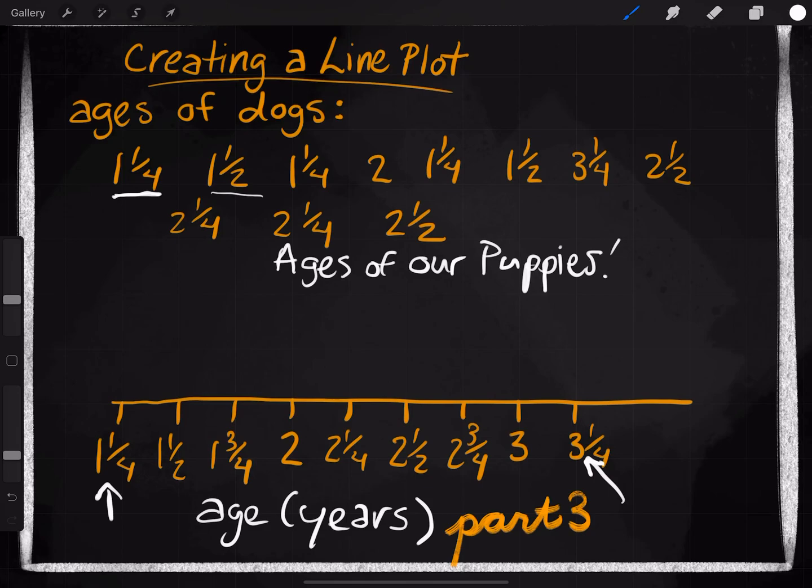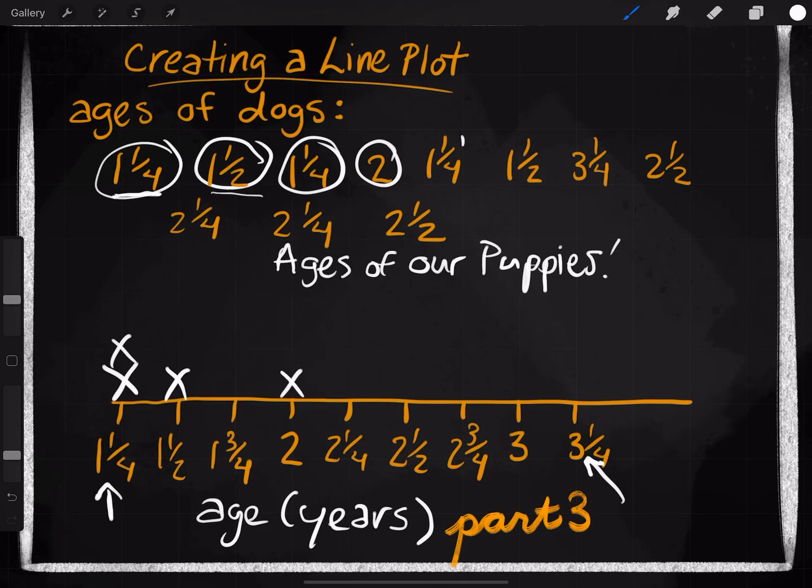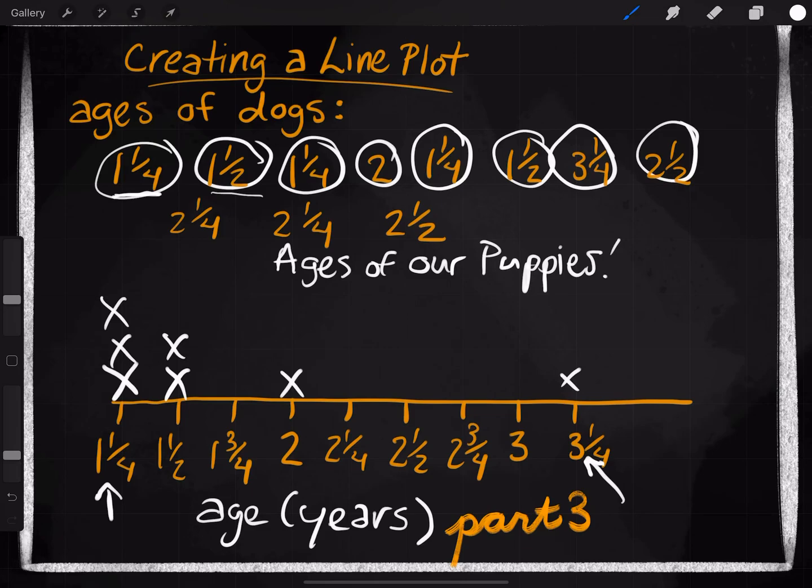And then you can add the information. So here we have 1 1/4, make an X, 1 1/2 X, 1 1/4 X, 2. We'll just keep going. 3 1/4, that's the older dog. 2 1/2, 2 1/4, 2 1/4, 2 1/2. So here is what our line plot would look like.